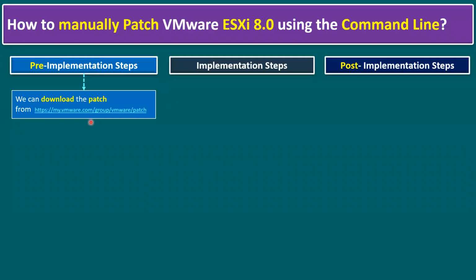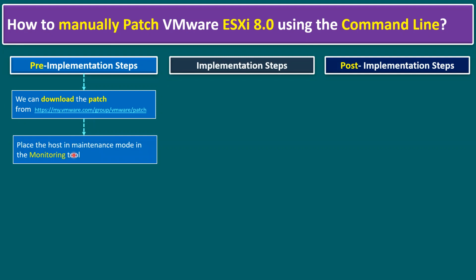So the first step is completed. Place the host in maintenance mode in the monitoring tool. This point may vary from one organization to another. Suppose organization 1 is using SolarWinds NPM, a network performance monitoring tool. In that monitoring tool, we have to place the host in maintenance mode to avoid host down alerts. In the same way, if you are using any other third-party tools like Microsoft SCOM, System Center Operations Manager, or VMware vROps, vRealize Operations Manager, Nagios, Zabbix, or any other monitoring tools, we should follow the same procedure.